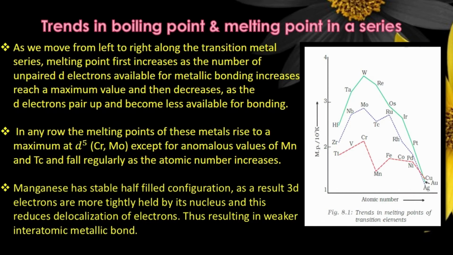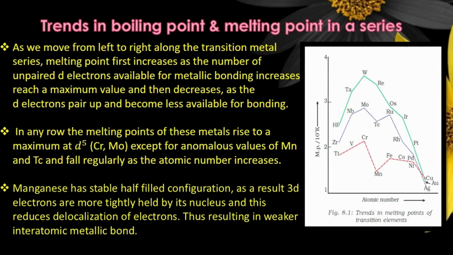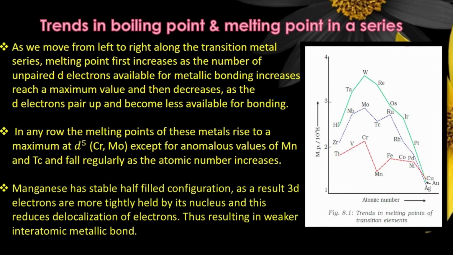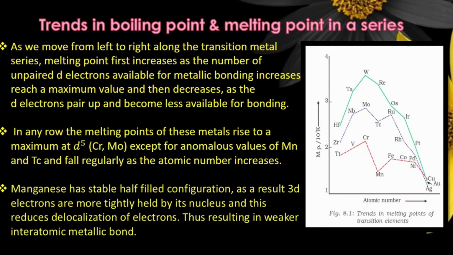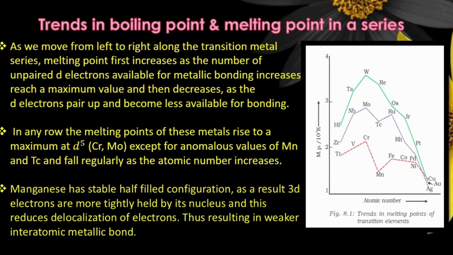When you move from titanium to chromium, the number of unpaired d electrons available for metallic bonding increases. So the melting point also increases. Then it steeps down to manganese.